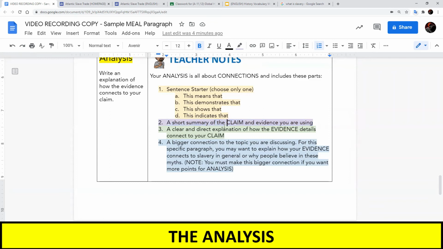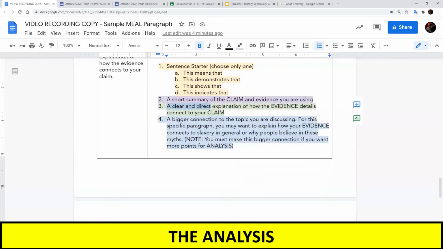After this, you're going to have to write a clear and direct explanation of how the evidence details connect to your claim. So that's where you're being very clear and very obvious about why you chose this evidence and how it connects to your claim. How does it prove your claim?